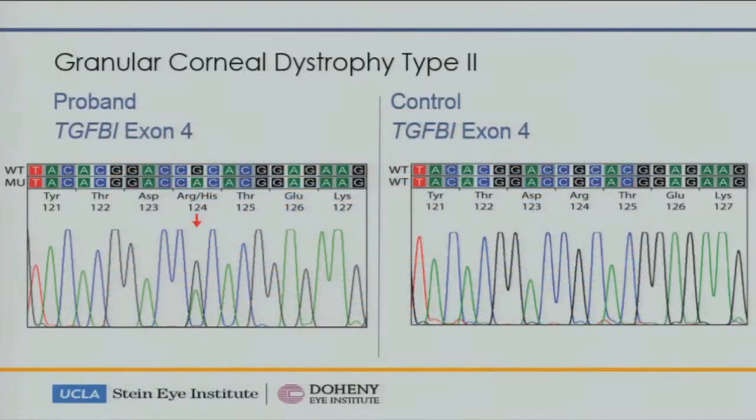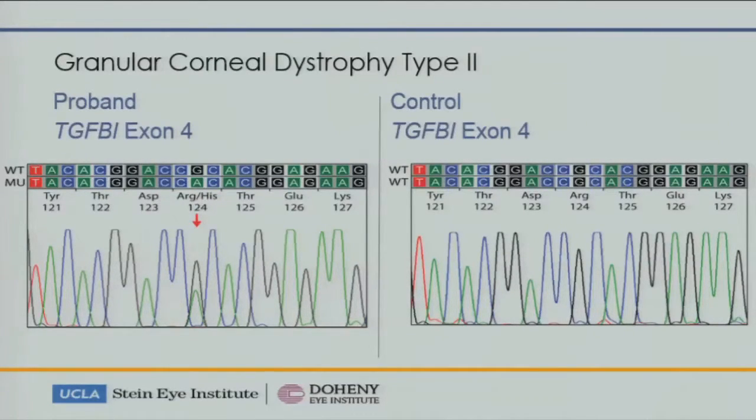In all these cases, in my laboratory, we performed screening of the TGF-beta gene. Again, this was before we had a commercially available test. Granular corneal dystrophy type 2, also known as Avellino corneal dystrophy, is associated with this mutation right here in this portion of the gene. So, the normal DNA sequence, and each of these patients had this DNA change.